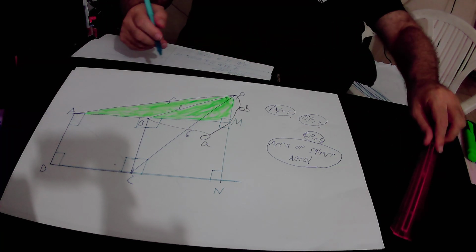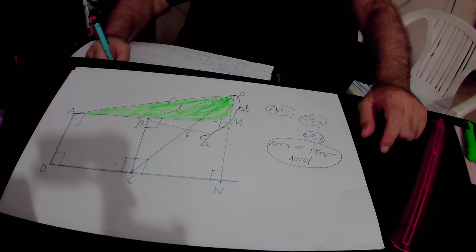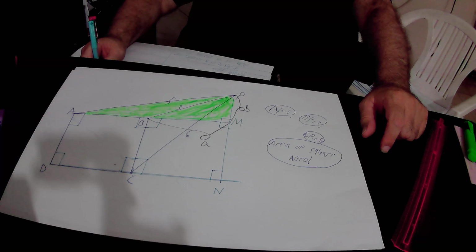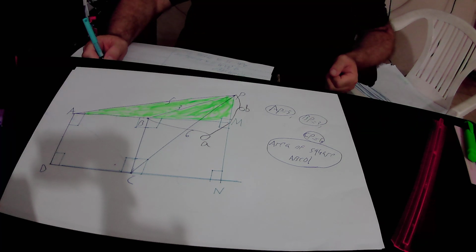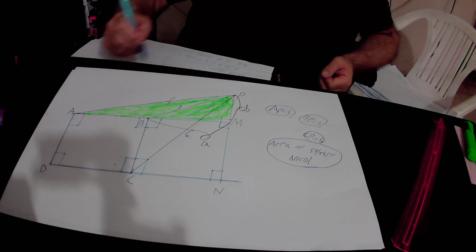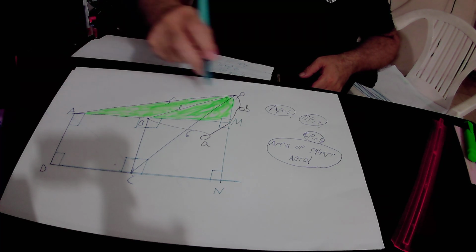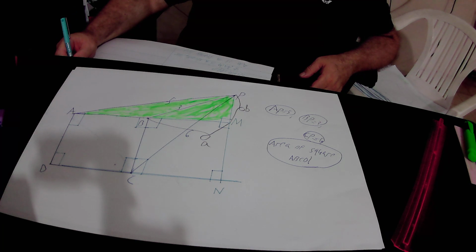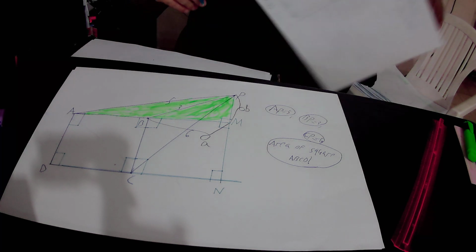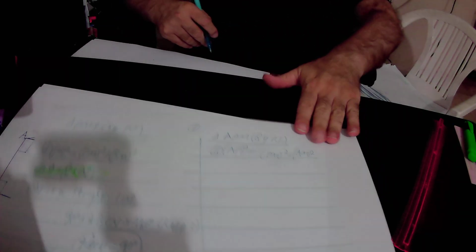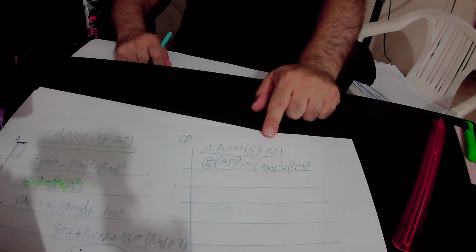The hypotenuse in the right green triangle, triangle APM is AP. Therefore, the square of the hypotenuse is AP squared. And it must be equal to the sum of the squares of the perpendiculars. That is to say, it must be equal to PM squared plus AM squared. I repeat again, in the right green triangle APM, according to the Pythagoras theorem, AP squared equals PM squared plus AM squared.